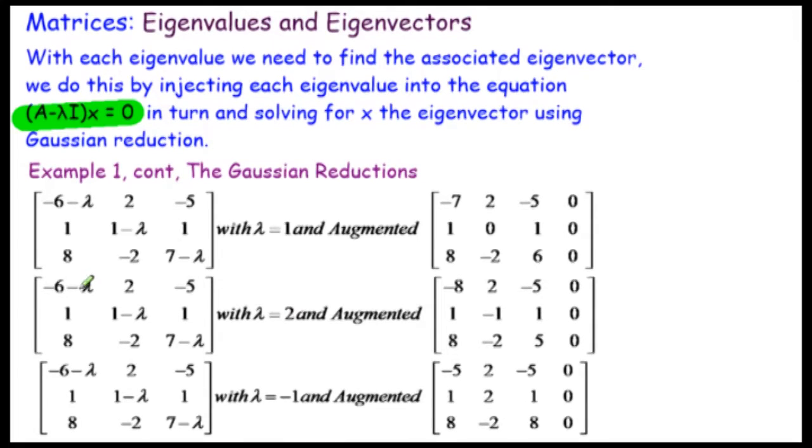6 minus 2, minus 8, etc. Minus 1, so it's 6 minus 1. 6 plus 1, or minus 6 plus 1, minus 5. So these are the augmented matrices which we're going to have to solve in turn.